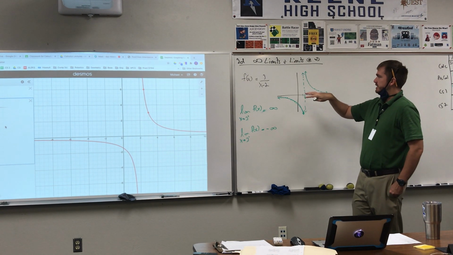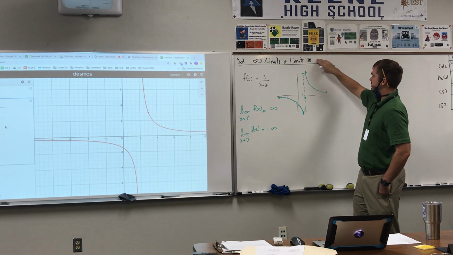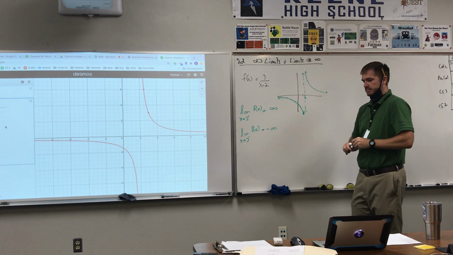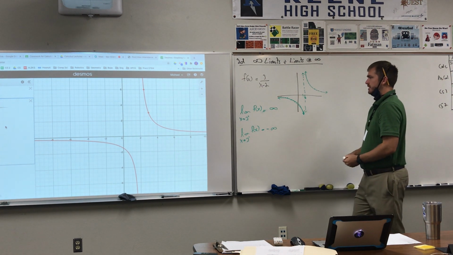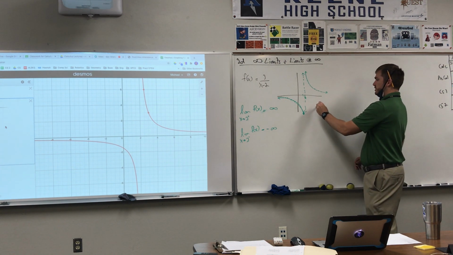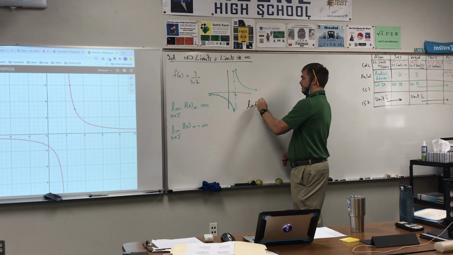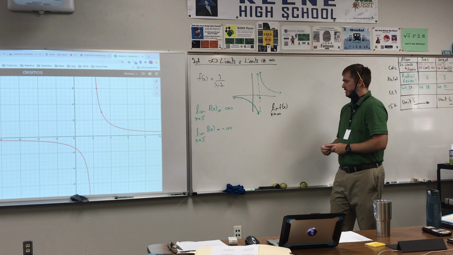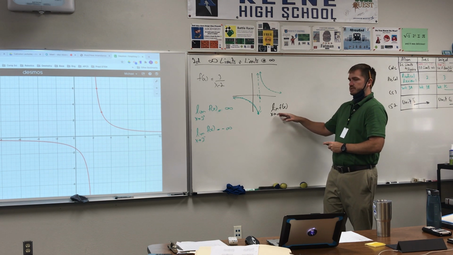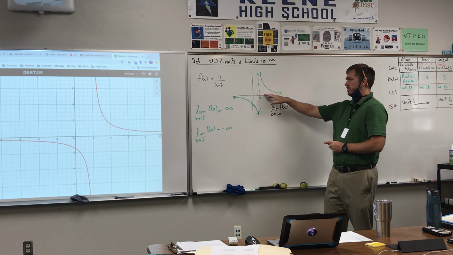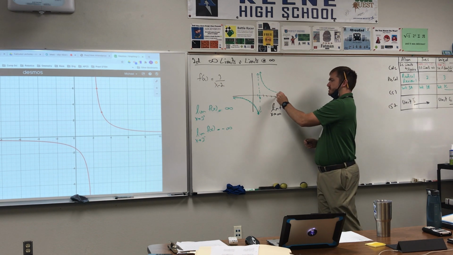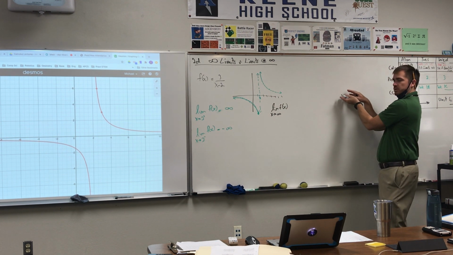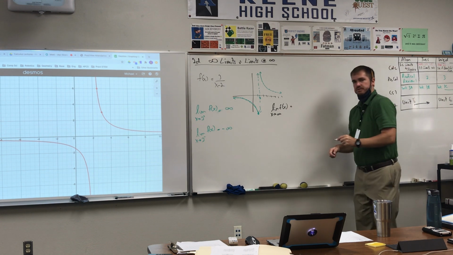The other thing we're going to talk about today, though, is limits at infinity. So that's asking something different. That's asking, what is the limit of f of x as x approaches infinity? So in other words, as the x values get larger and larger and larger, as we're going along the graph this way, what are the y values approaching?